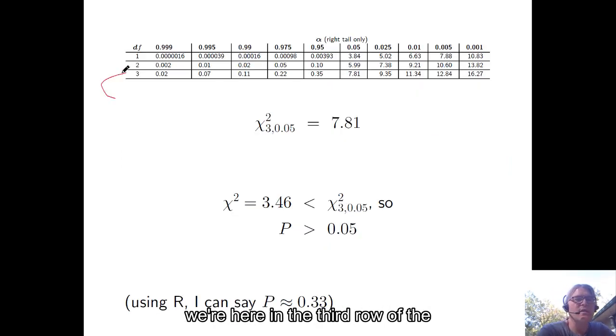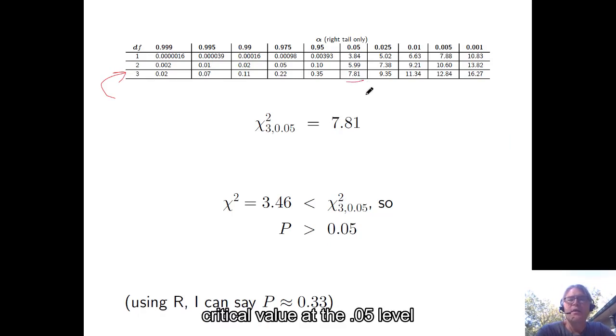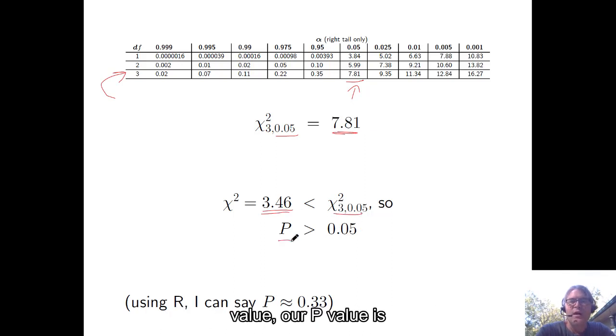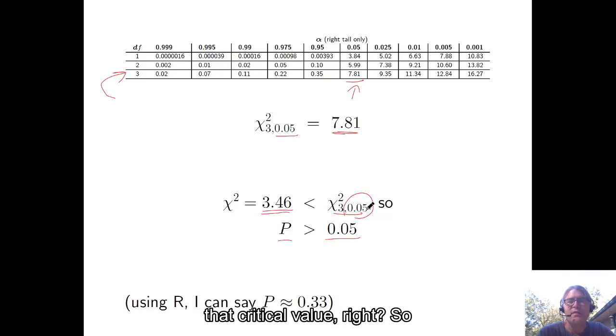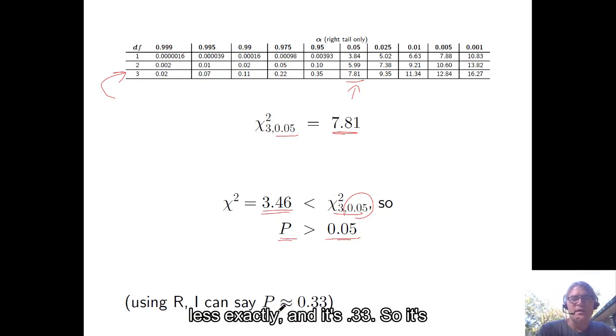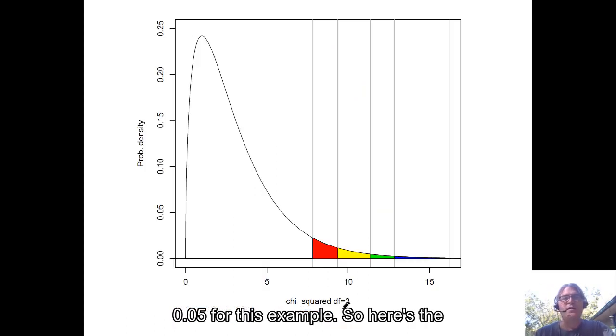So we're here in the third row of the table, degrees of freedom 3. The chi-squared critical value at the 0.05 level is 7.81. So our test statistic, 3.46, is not even as extreme as that. Because our test statistic is smaller than the critical value, our p-value is larger than the alpha that's associated with that critical value, right? So p is greater than 0.05. Using R, I could calculate the p more or less exactly, and it's 0.33, so it's quite a bit greater than 0.05 for this example.